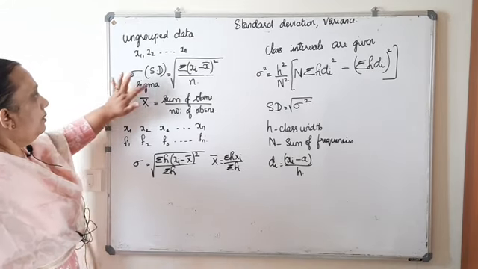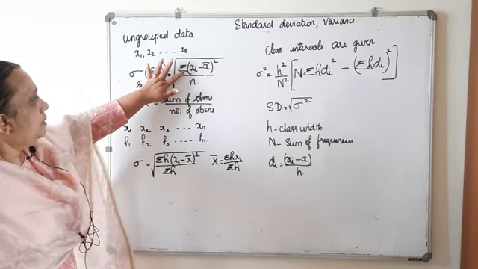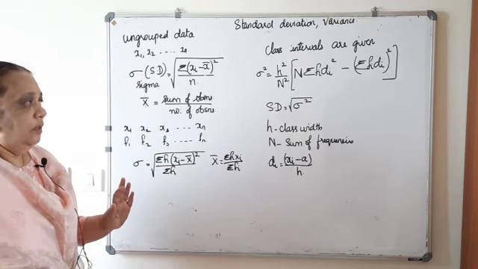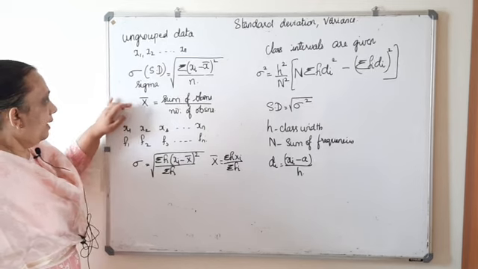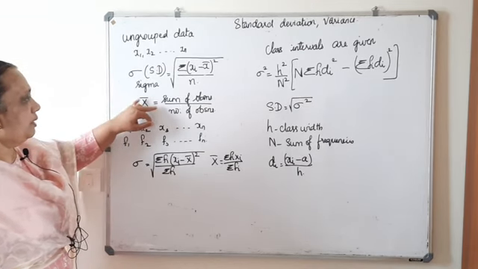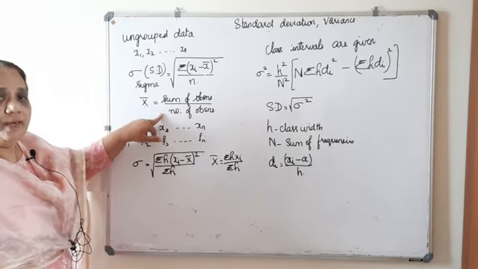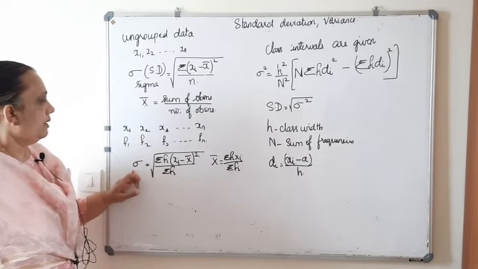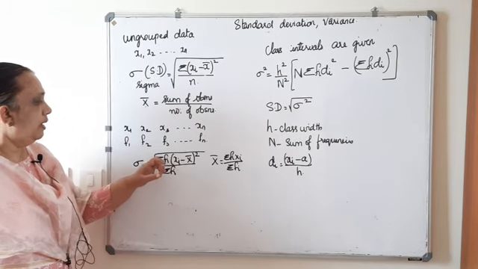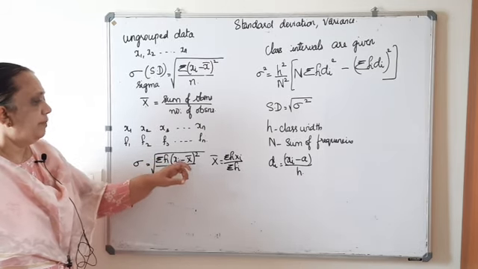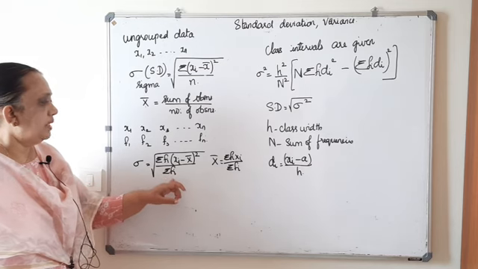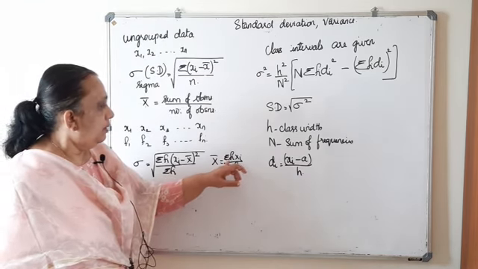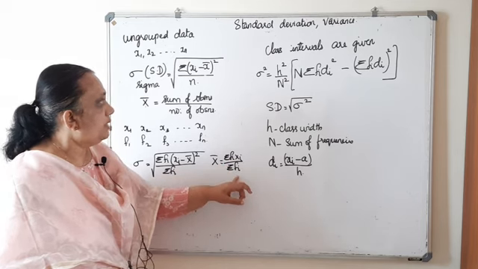Standard deviation sigma is equal to the square root of sigma xi minus x bar the whole squared by n, when raw data is given. In that case, x bar is calculated using the rule sum of the observations divided by number of observations. When frequencies are given, sigma is equal to the square root of sigma fi into xi minus x bar the whole squared divided by sigma fi. In that case, x bar is calculated using the formula sigma fi xi divided by sigma fi.